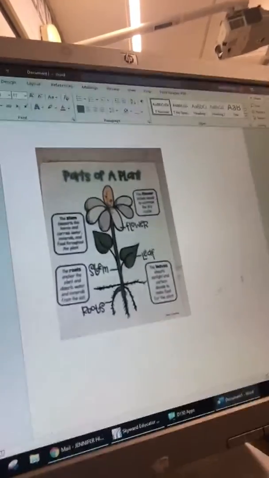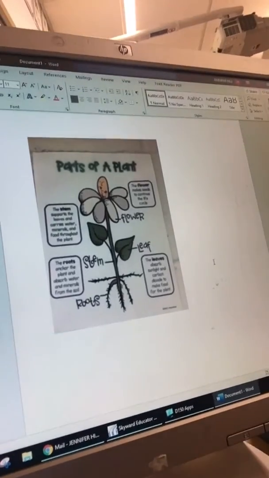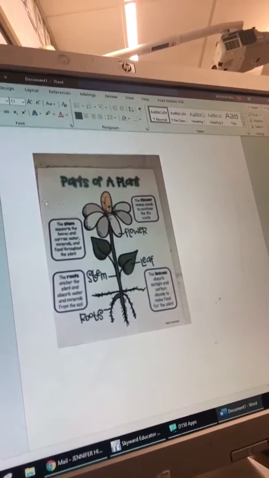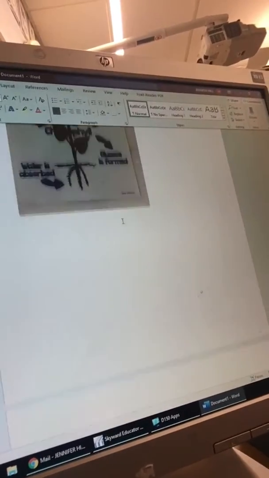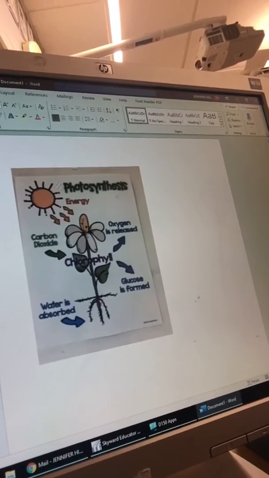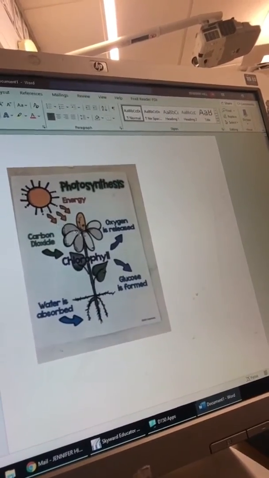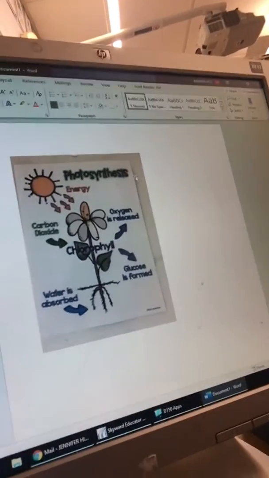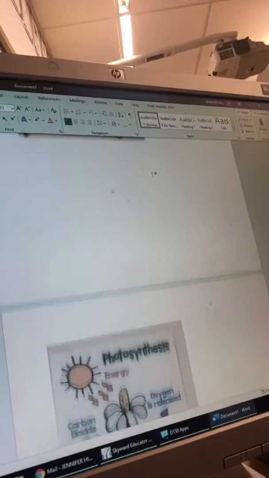And I'll post these on the Facebook page that Lincoln shares every day, and you can read what these parts are all about and what they do for this plant. This is a process called photosynthesis. It's when the sun gives its energy to a plant and what exactly happens through the process of photosynthesis. So that would be something really cool to look up on YouTube and learn about for science.